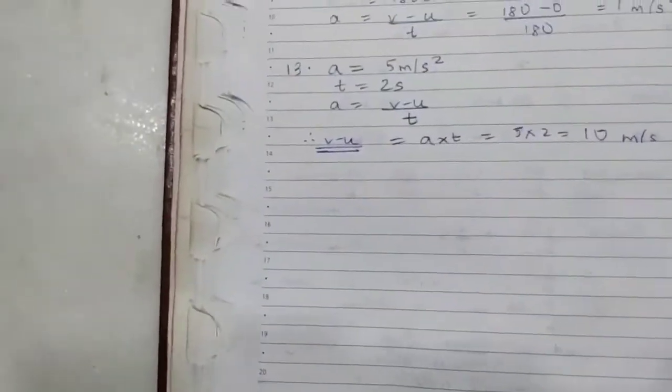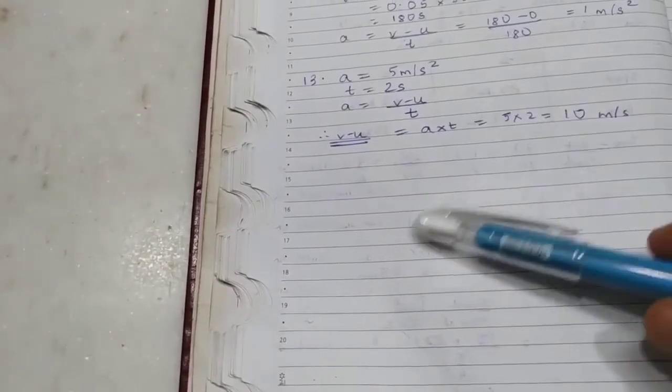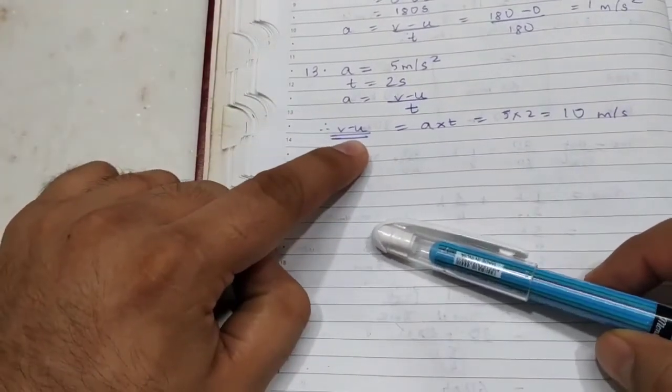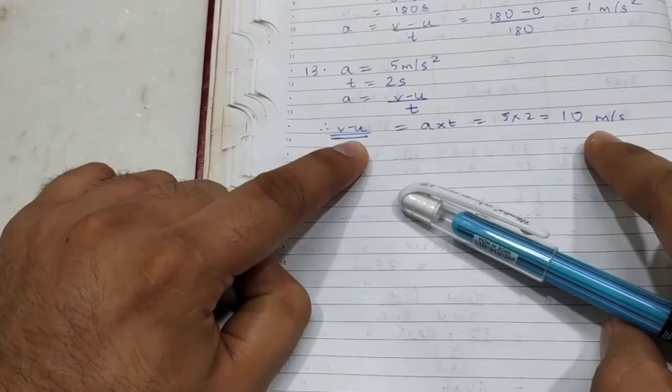So we will use the direct formula here. A is given, T is given. Use the formula to get the answer of V minus U, which is the increase in velocity, that is a change in velocity.